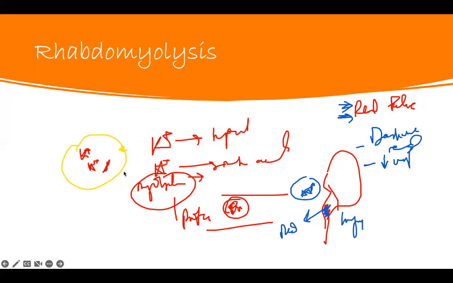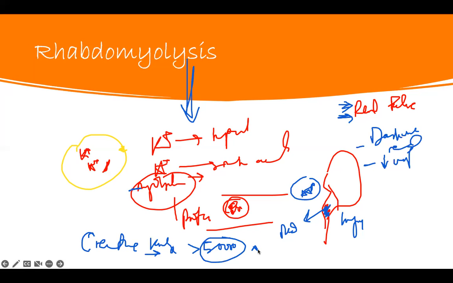All this breakdown of muscle releases its content, forming myoglobin, going to the kidney and blocking it. It's all the consequences of rhabdomyolysis. So a sign you will see is the creatine kinase. This is the enzyme that is in the muscle. When the muscle breaks down, these enzymes are also released in addition to the myoglobin. And when it's more than 5,000, anything more than 5,000, that means the patient has developed rhabdomyolysis. So there's an increase in creatine kinase more than usual.